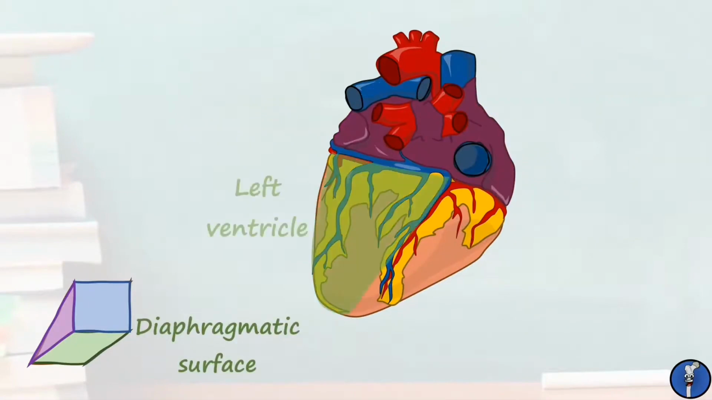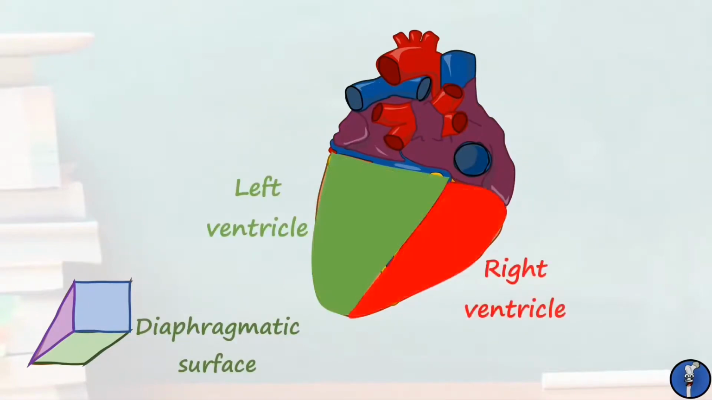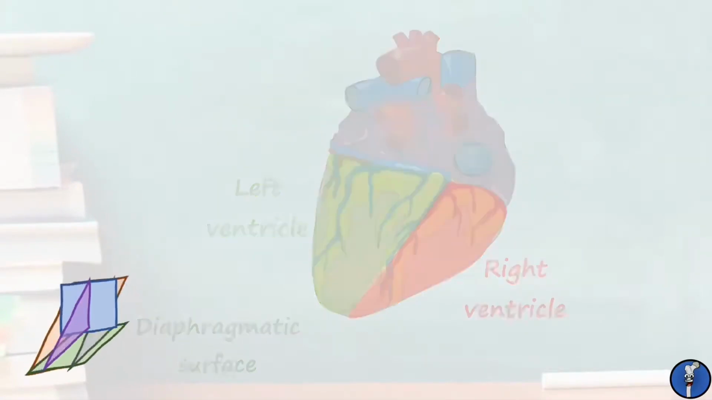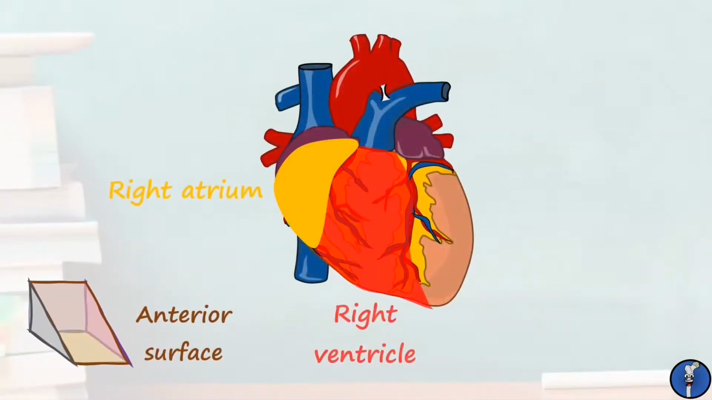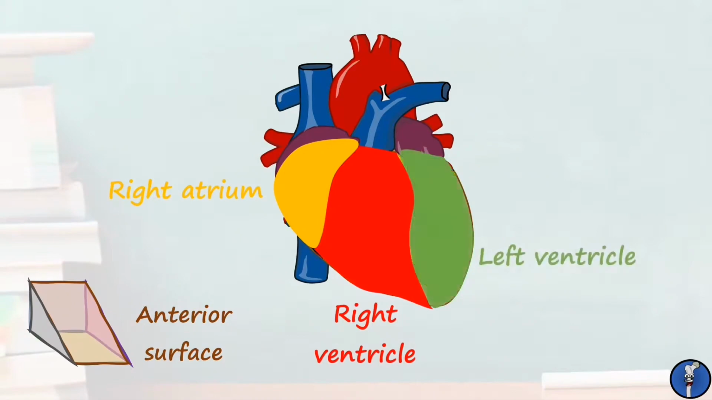Then comes the diaphragmatic surface of the heart, which is mainly formed by the left ventricle and the right ventricle. Then comes the anterior surface, which is formed by the right atrium, right ventricle and left ventricle, and the left auricle is also seen slightly on the anterior surface, which is also called the sternocostal surface.